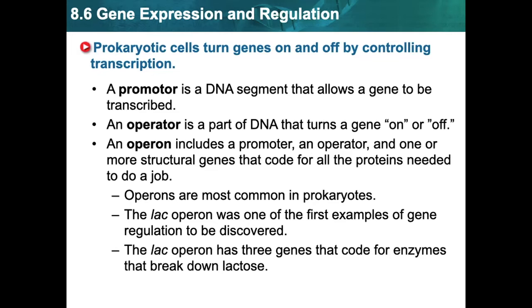And that helps save resources in the cell. It takes energy, it takes nutrients to make these enzymes. And the cell can conserve energy, it can conserve resources by only turning on these genes and making enzymes when it actually has lactose to break down. So we're going to learn today how it does that and how it turns on and turns off the genes based on lactose being present in the bacteria.